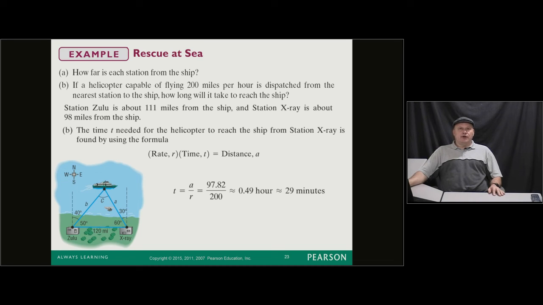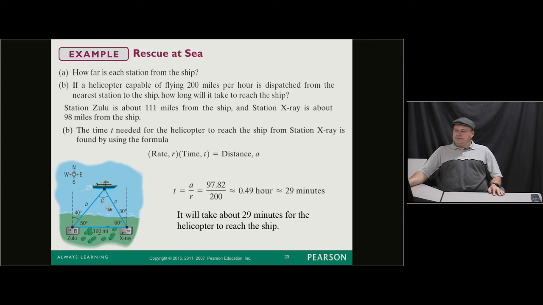But I want you to look at the picture very closely here, and that kind of tells you how to do it. Drawing the picture on these problems is probably the most complicated part of this. So it would take about 29 minutes for the helicopter to reach the ship if he flies out of there.